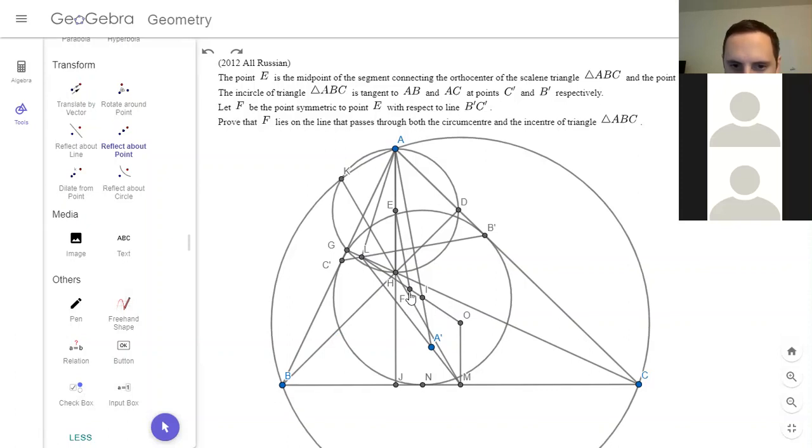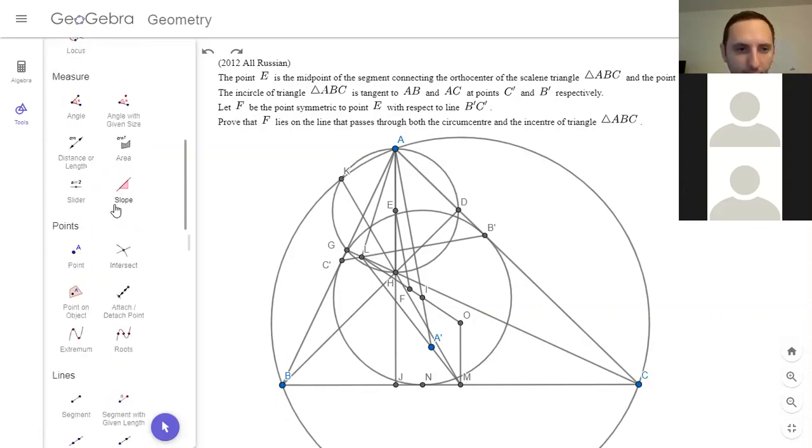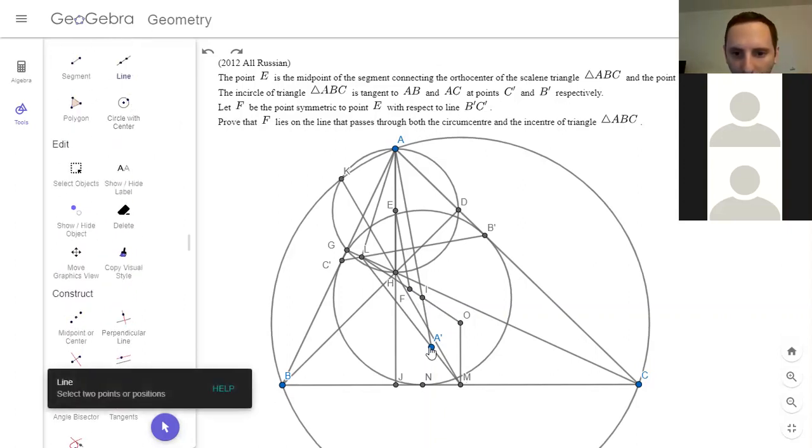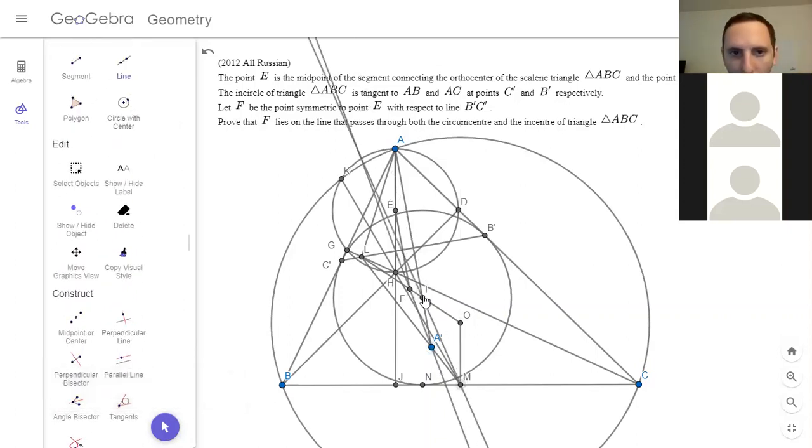So I want to try to use the fact that FA is equal to the radius of this circle. Or FA prime. But I think I looked at this. I don't think AF prime and IM are parallel, right? No.